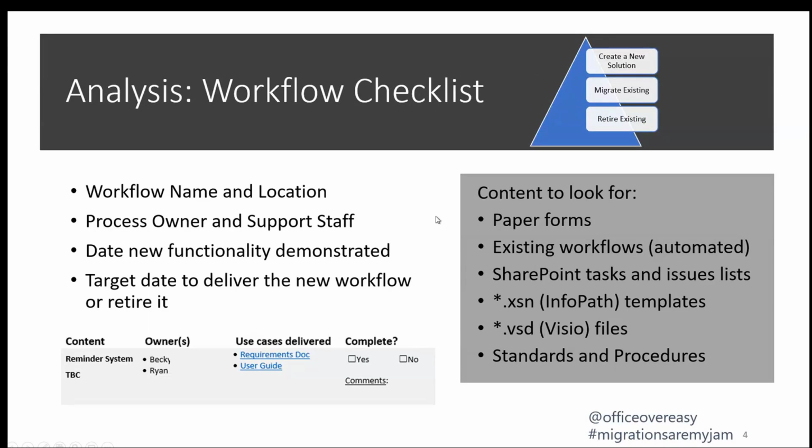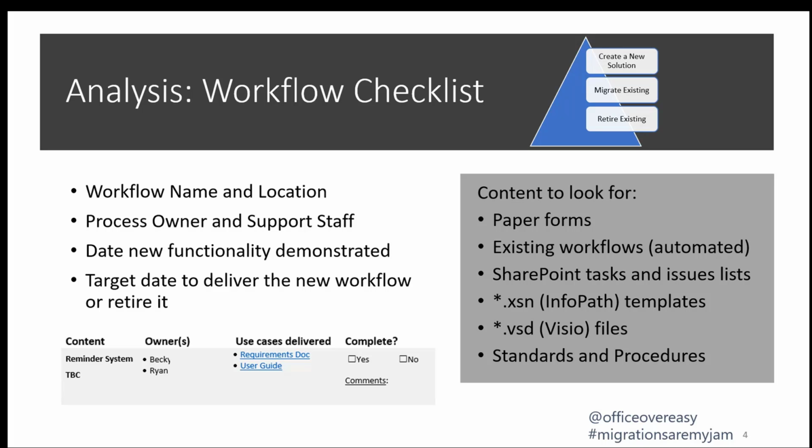This is the workflow checklist. And here are the types of things that I want you to look for. We're still trying to identify the workflow name and the location. We still want to know the process owner. But I also want you to identify the support staff from a workflow perspective. So if they need a workflow edited, then I want to know who supports that, who does that for them. Is it the help desk? Is it an internal person? Is it a contractor? Is it a third party?